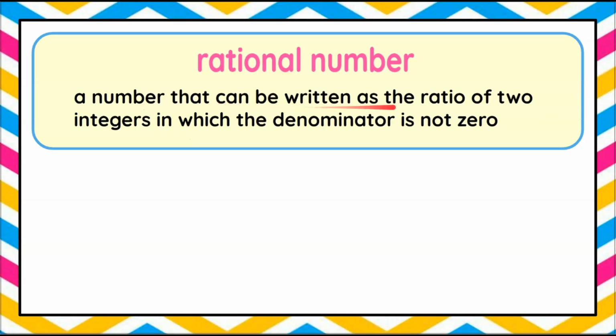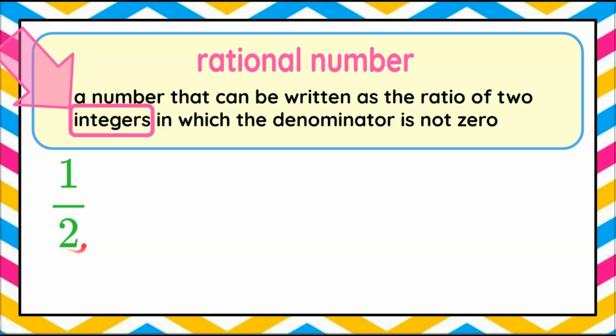So let's start by understanding what a rational number is by definition. A rational number is a number that can be written as a ratio of two integers in which the denominator is not 0. So basically a number that can be written as a fraction. So let's look at 1/2. That's a great example. We have 1/2, which is a fraction, and the key word here is integers. 1 is an integer, and 2 is an integer, and it's a ratio or a fraction, 1 to 2, 1/2.